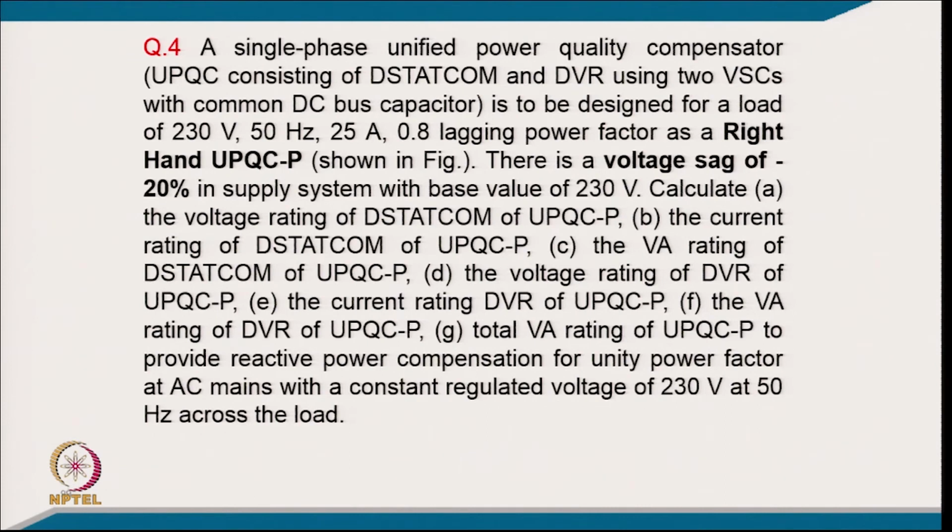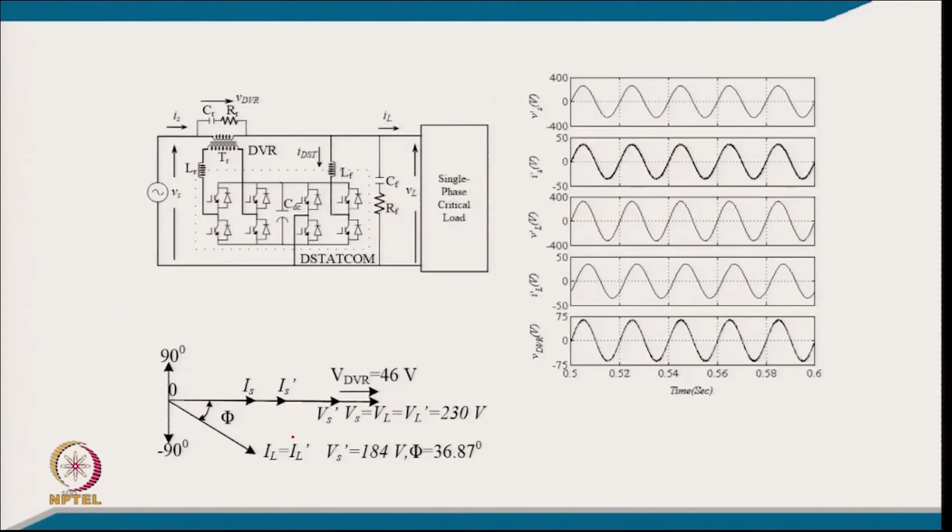So, coming to numerical example 4: a single phase UPQC consisting of a D statcom and DVR with a common DC link is to be designed for a load of 230 volt, 50 hertz, 25 ampere, lagging power factor, as a right hand UPQC, and there is a voltage sag of 20% in the supply system with a base voltage of 230 volt. Calculate the voltage rating of the D statcom, the current rating of the D statcom, the VA rating of the D statcom, and the voltage rating of the DVR, the current rating of the DVR, and the VA rating of the DVR, and the total VA rating of UPQC to provide reactive power compensation for unity power factor of AC mains with a constant regulated voltage of 230 volt, 50 hertz across the load.